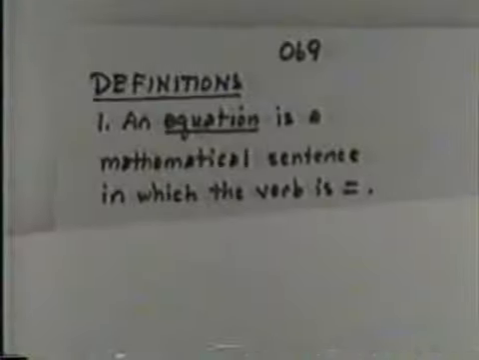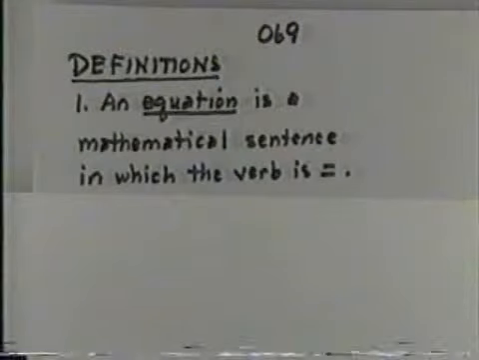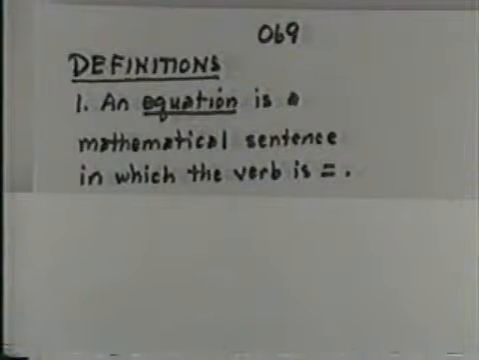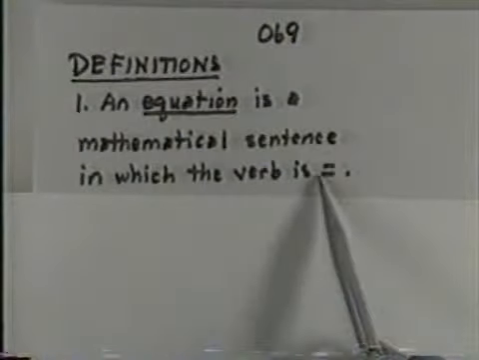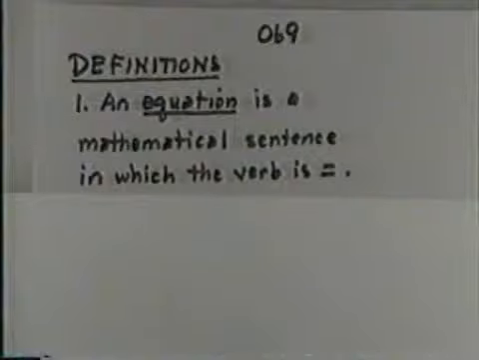Let's begin with a definition. An equation is a mathematical sentence in which the verb is equals. An equation has the verb equals.